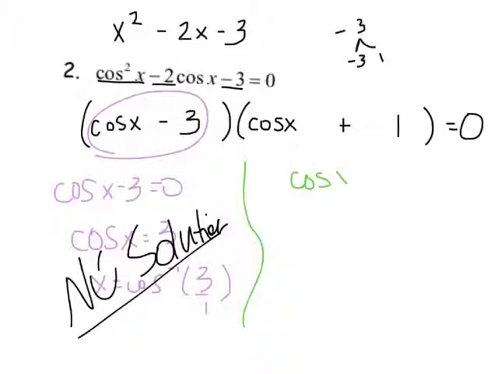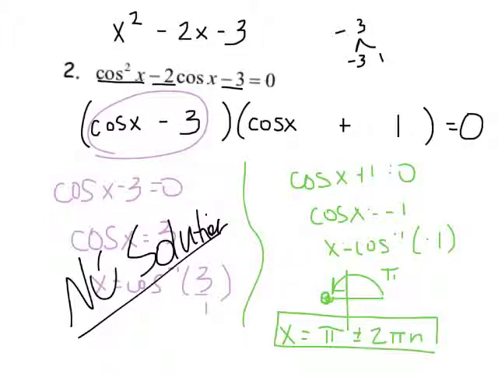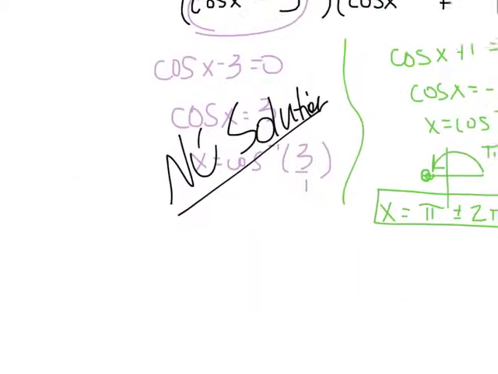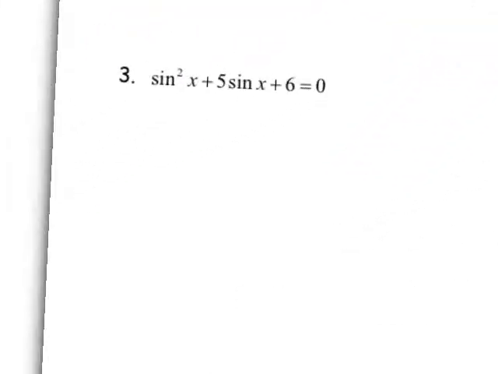Cosine x plus 1 equals 0. So here I can draw this and it gets me the answer pi. So I've got x equals pi plus or minus 2 pi n, and that's our only solution here. So if y'all want to do number 3 really quickly, you can pause the video and then I'll show you what number 3 is.